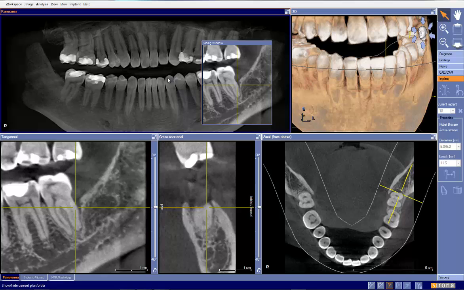Classic guide, obviously, but that would require a second scan. Opti guide requires either a stone model or CEREC data, perfect for something like this, or even a CEREC guide, which would also require a second scan.